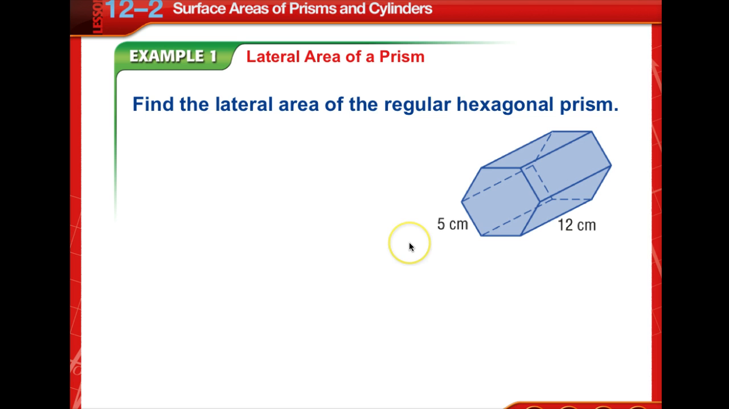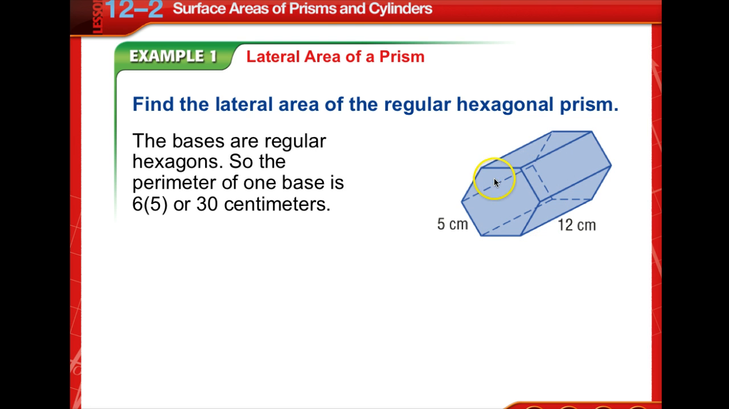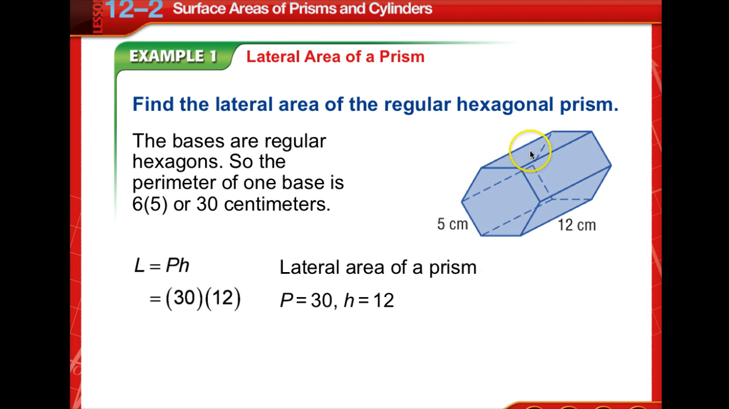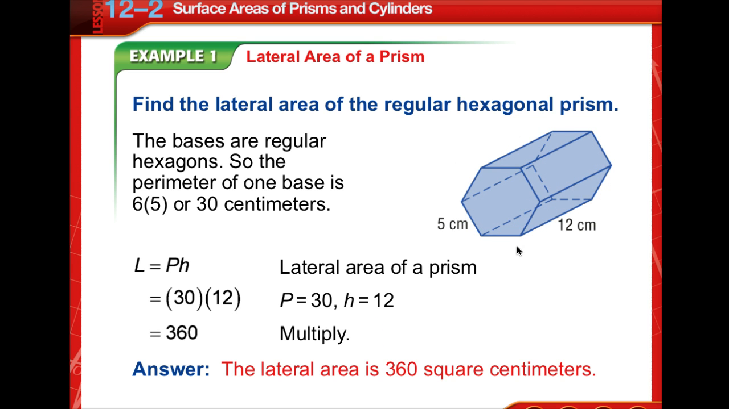So from this point on, you can assume that solids in our text are right solids. If a solid is oblique, it will be clearly stated. We're to find the lateral area of this regular hexagonal prism. The bases are regular hexagons, so the perimeter of one base is 6 sides times 5, or 30 centimeters. So we take the perimeter of the base times the height, and it gives us our lateral area. So the lateral area is 360 square meters.